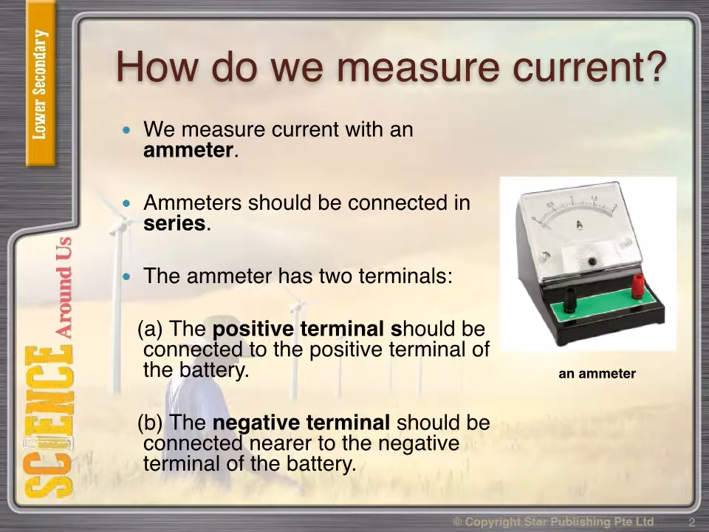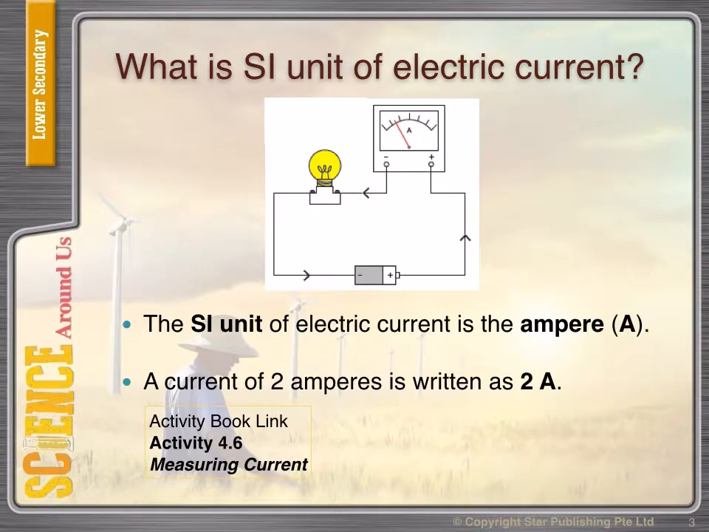Okay, let's move on to the next slide. When we do measurement, there's always a unit. In this case, the SI unit for electric current is ampere. The symbol is capital A. If I say that a current of 2 ampere flows through the circuit from the positive to negative terminal, this is called 2A. So we say current is 2 capital A. This is the amount of current.